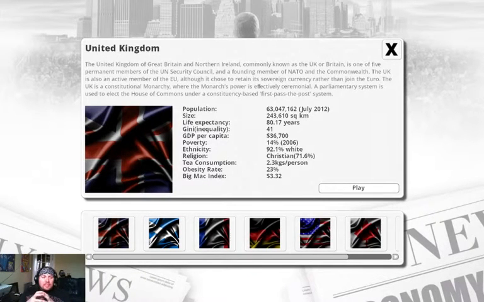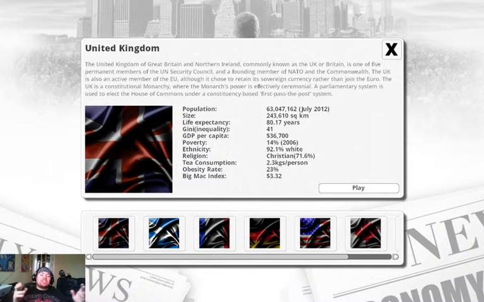The parliamentary system is used to elect the House of Commons under a constituency-based first-past-the-post system. So, population of 63 million people as of July 2012, 234,610 square kilometres in land size, with a life expectancy of just a shade over 80 years. GDP per capita 36,700, basically works out as the gross domestic product per person. Poverty 14% as of 2006. The ethnicity 92.1% white. We'd love to know when that statistic was taken. I believe that's probably changed now.